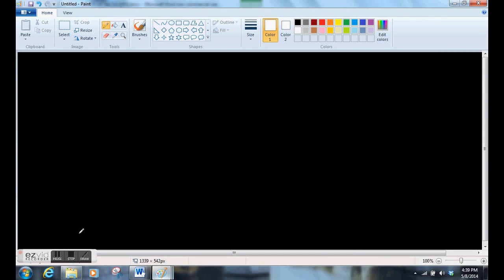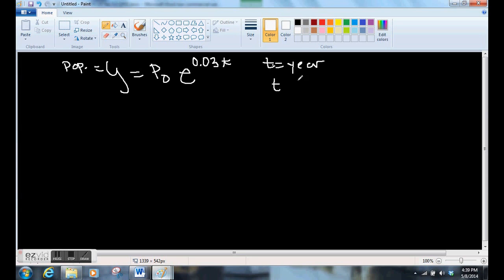So here's our formula. We have y is equal to P0 times e to the 0.03t. They tell us that y is the population, and t equals the year. So what you can do is let the year 2000 be t equals 0. Let that be year 0. So start counting at the year 2000.